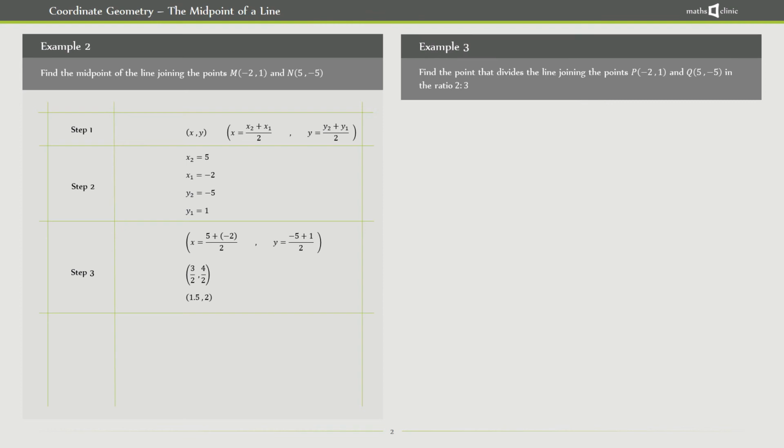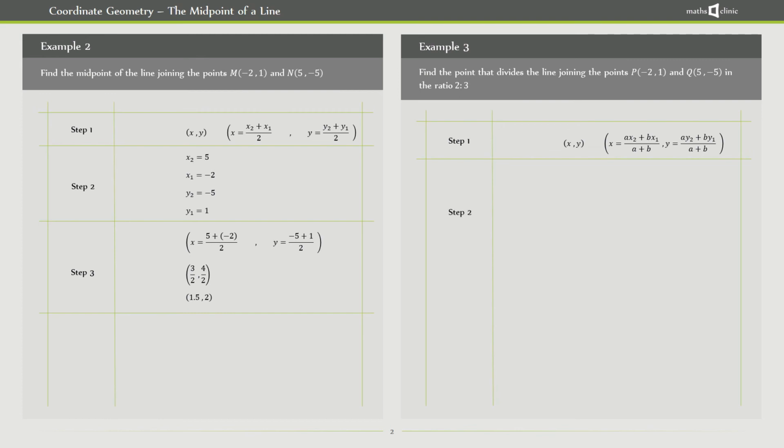It says find the point that divides a line joining the points P as minus 2 comma 1 and Q as 5 comma minus 5 in the ratio 2 to 3. Okay, so let's go ahead and do this. So step 1, relevant formula. Now we're not going to use the midpoint formula. We're going to use the formula we had before the midpoint formula, which is the formula that divides a line in a given ratio a to b.